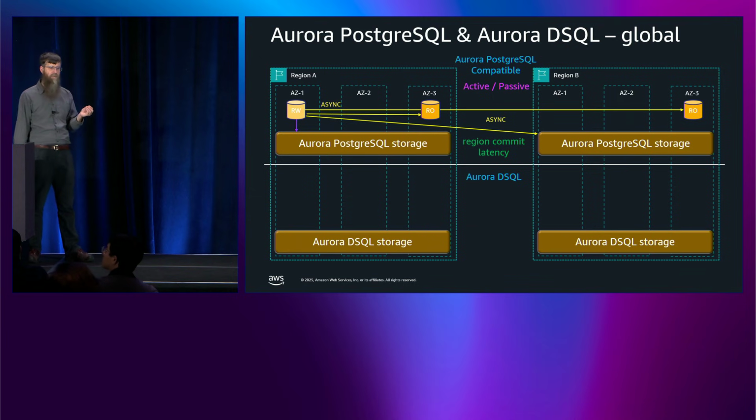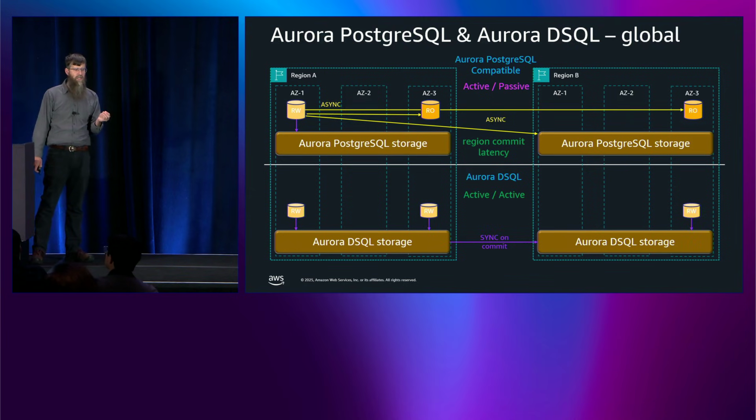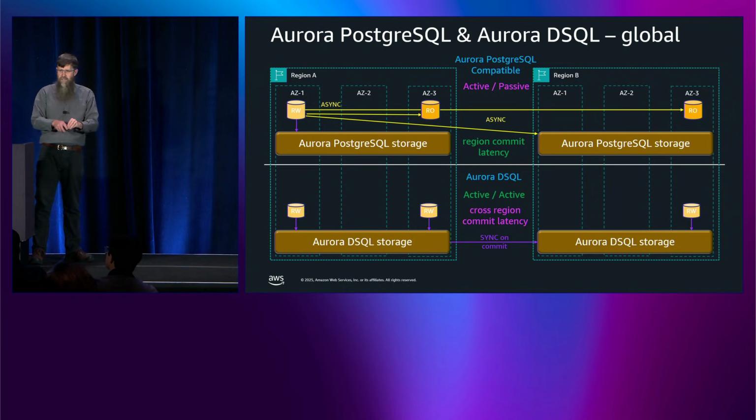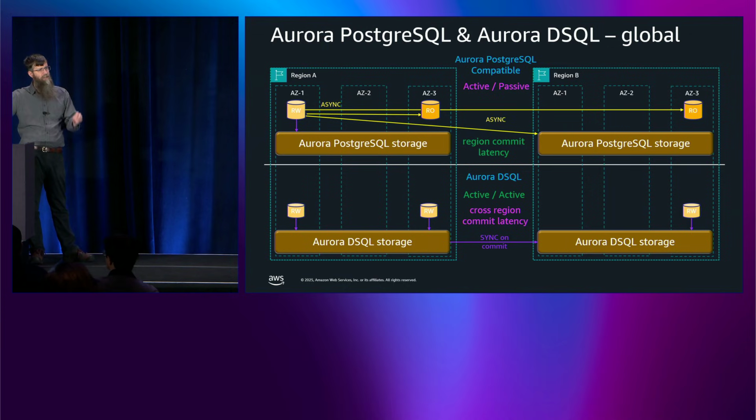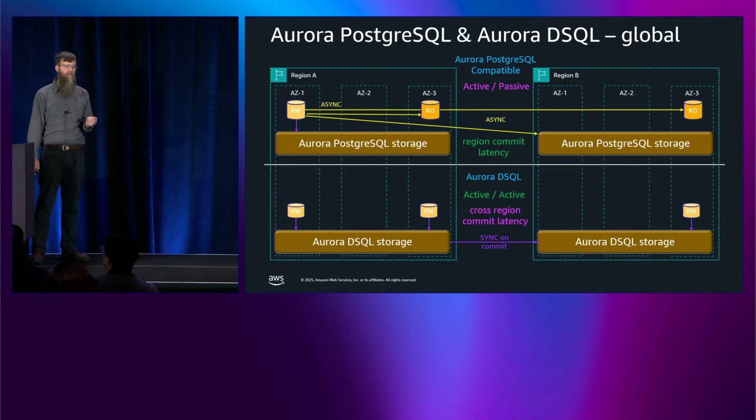In DSQL, things work a little bit differently. When we commit, we're going to synchronously talk across to the other region. So every time you commit, your commit latency is cross-region latency. That's the fundamental consideration to think about between Aurora DSQL and Aurora Postgres.